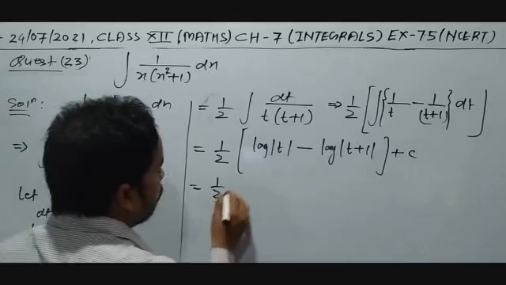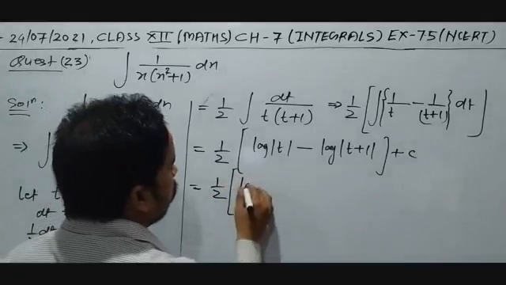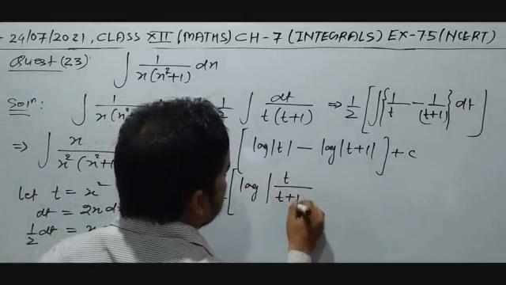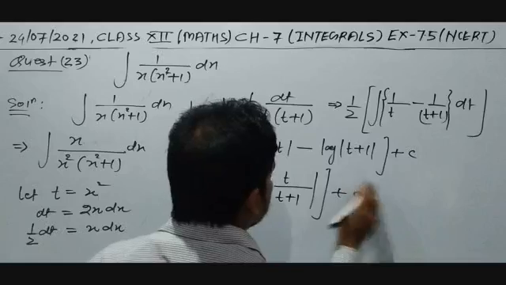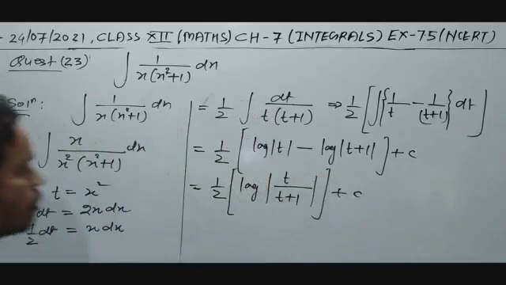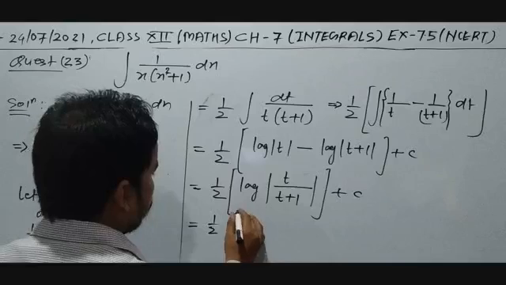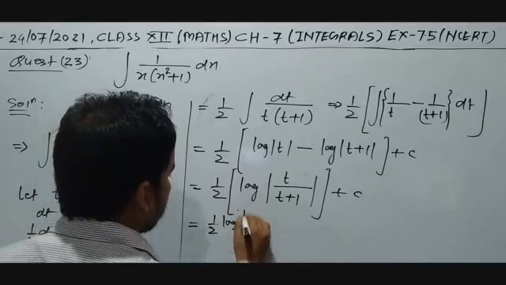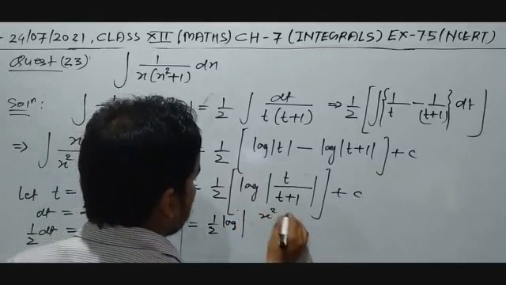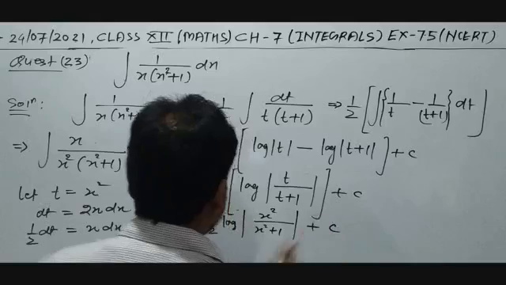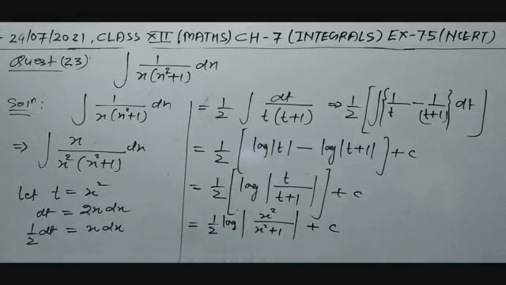So 1 by 2 log of mod of t upon t plus 1, now plus c, and put the values of t. The result is 1 by 2 log of mod of x square whole upon x square plus 1 plus c. This is the answer, and there are options in this question number 23.